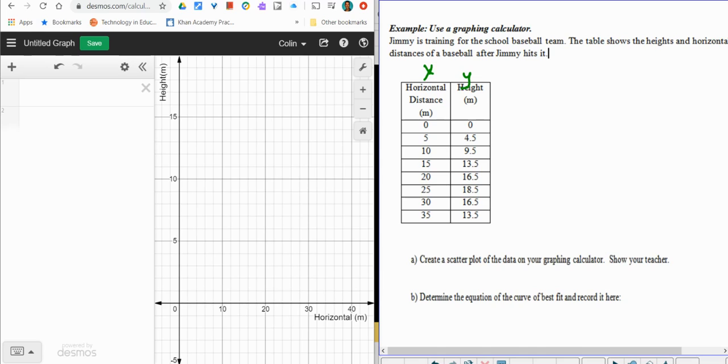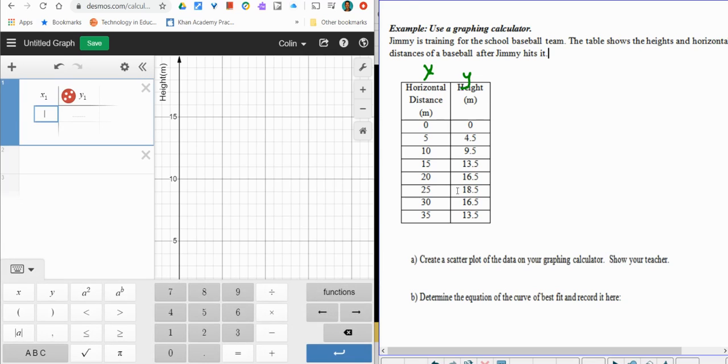We started off with this plus symbol. We grabbed a table. Again, x1, y1. So 0, 0. I'm going to pause here and let you catch up, okay? Now catch up and follow along exactly what I do.